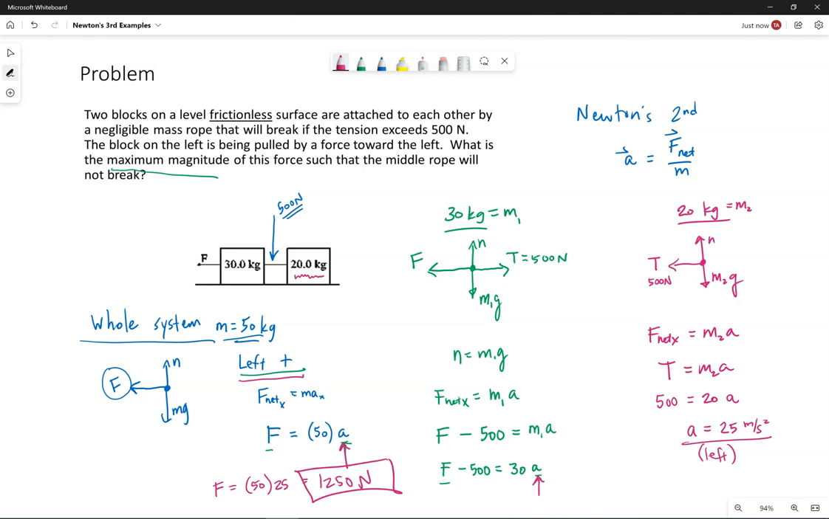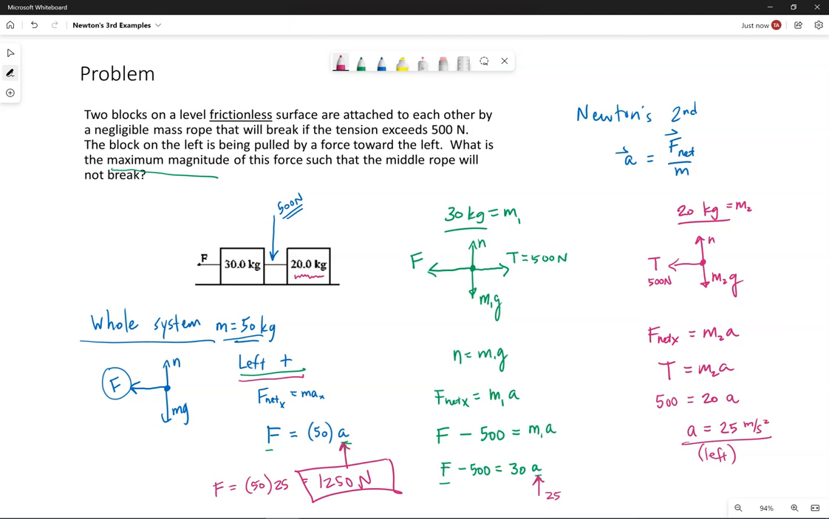Now that doesn't mean that's how hard we need to pull. We can pull to the left at any force. But if we pull with this 1250 newtons, that's the biggest it can be and not break that rope in between the two boxes. If we plugged in the 25 in the middle equation, we would come up with the same answer.